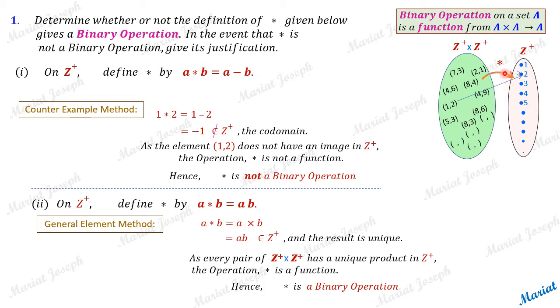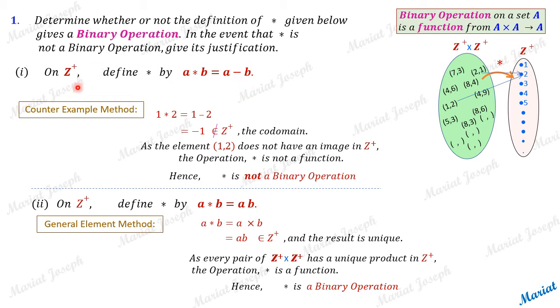But for it to be a binary operation, it needs to be a function. Like we saw here, one pair was not having an image, so it was not a function. Here, every pair will have a unique image, hence it's a function. Since it is a function, this one is a binary operation, and this is not a binary operation in Z plus.